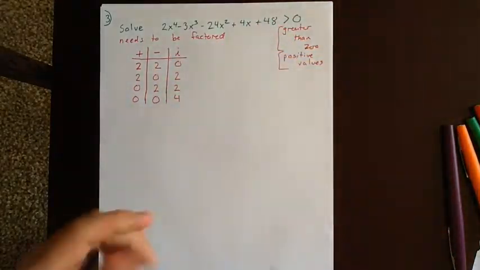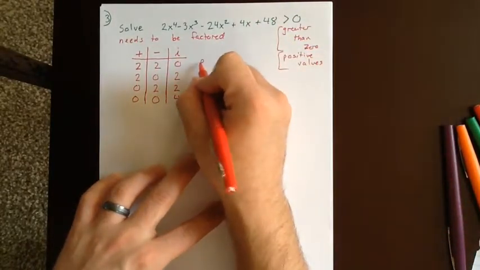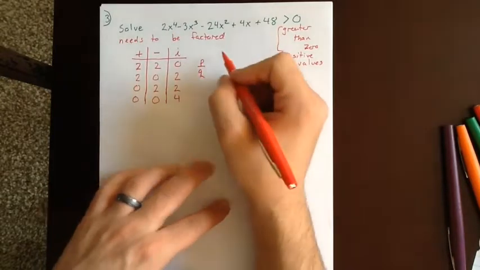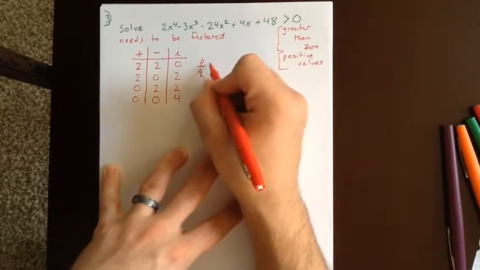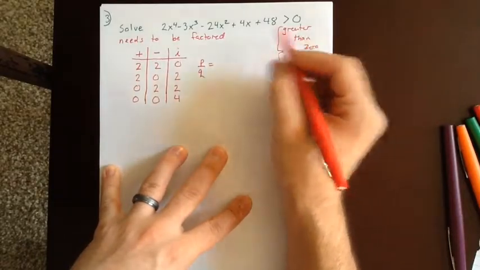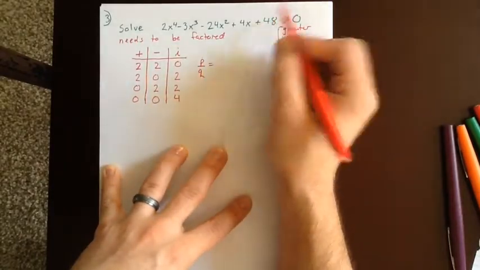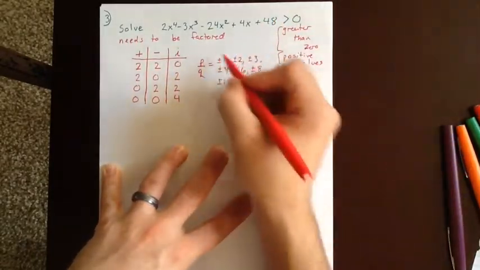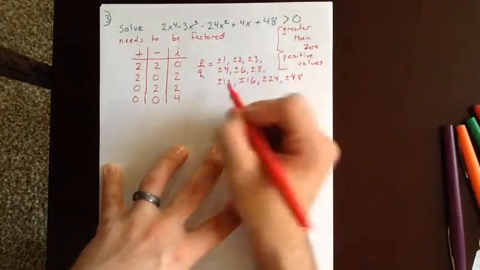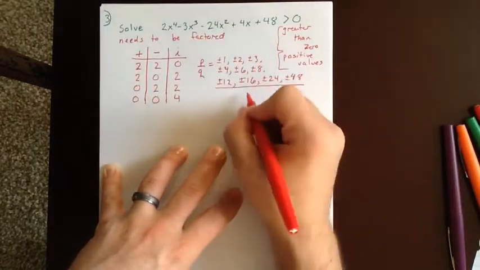And then also, looking at the possibilities in terms of rational zeros, our p's and q's, our factors of our constant would be, okay, so these are the factors of 48, and then the factors of 2.